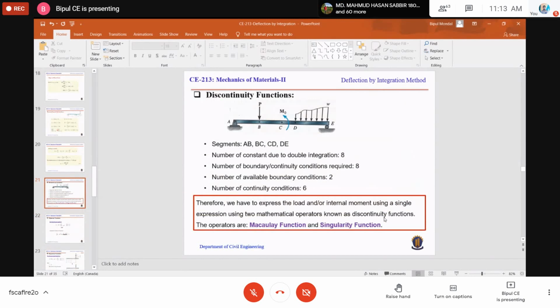Now there is another beam, and this beam is subjected to a concentrated force at point B, a concentrated moment at point C, and a uniform distributed load in the segment D to E. To calculate the deflection along the full length of the beam, we have to develop an equation of deflection within each segment. Each gives 2 integration constants, so the total will be 2 plus 2 plus 2 plus 2. So there will be 8 integration constants.